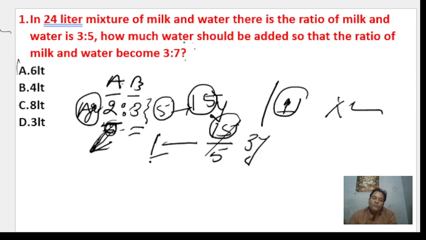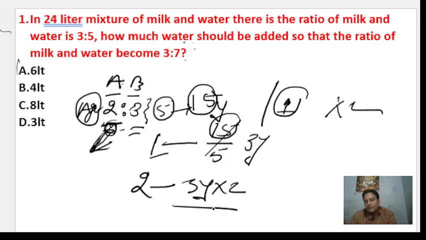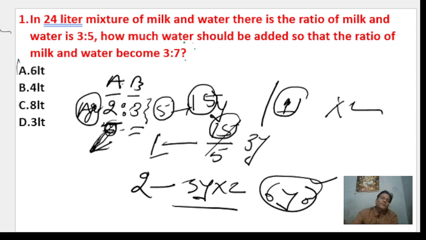The value of 1 unit is 3, and you are asking for the value of 2 units. So here you can find the value of 2 units simply by multiplying the value of 1 unit. So this is 6. Okay, so this concept we will apply here.